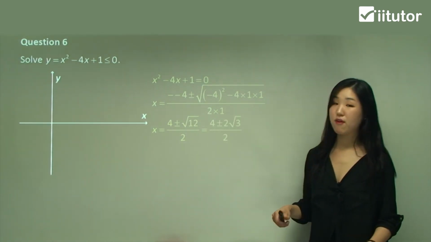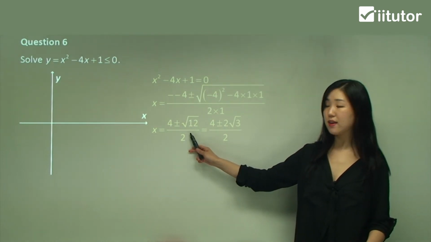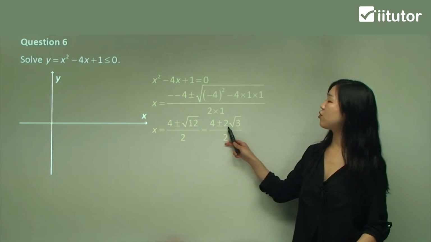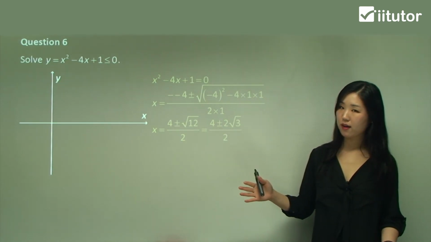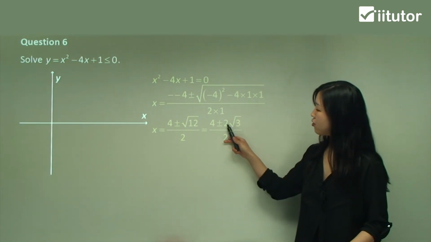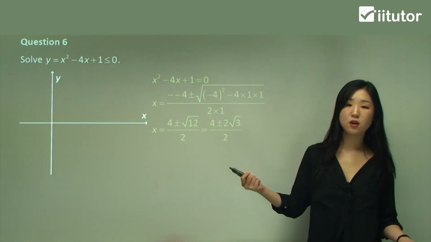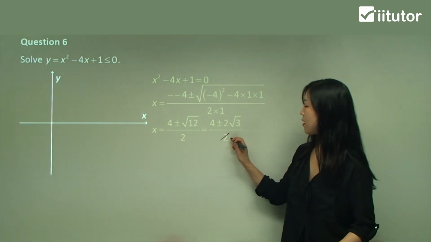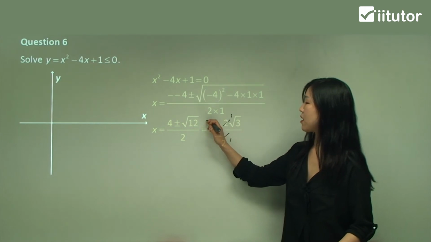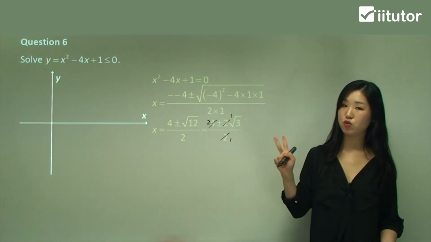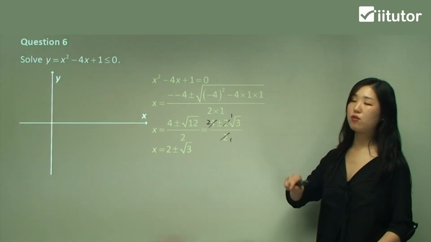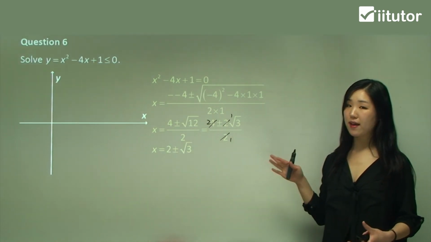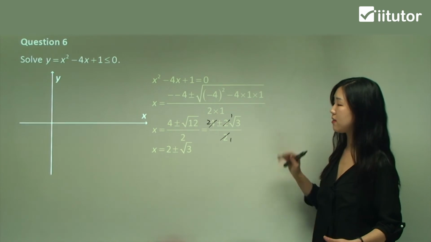And I can simplify it further because the root 12, I can break it down. Root 12, we can simplify it down to 2 root 3, right, guys? We've done this before. And 2, 4, and 2. 2 is a common factor. So I can make that 1, make that 1, and that becomes a 2. I'm just dividing everything by 2, which is the common factor. So I have 2 plus or minus root 3 left. So make sure you simplify it down as much as possible when you're using this.